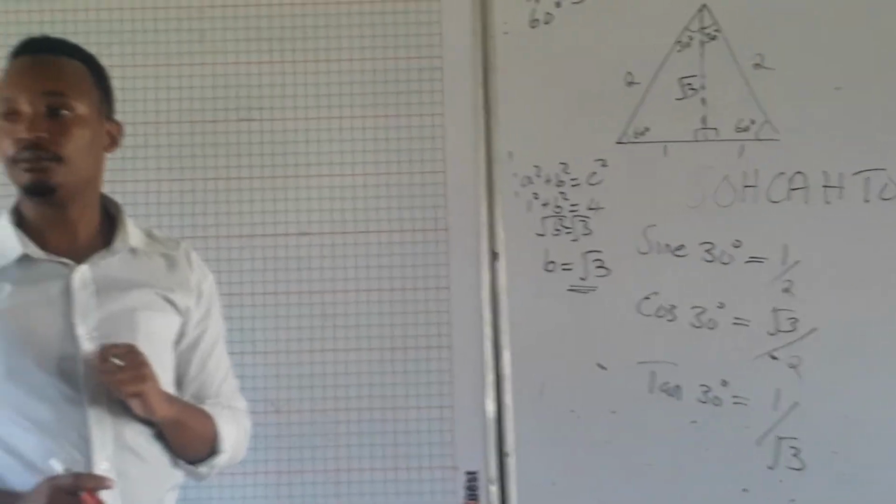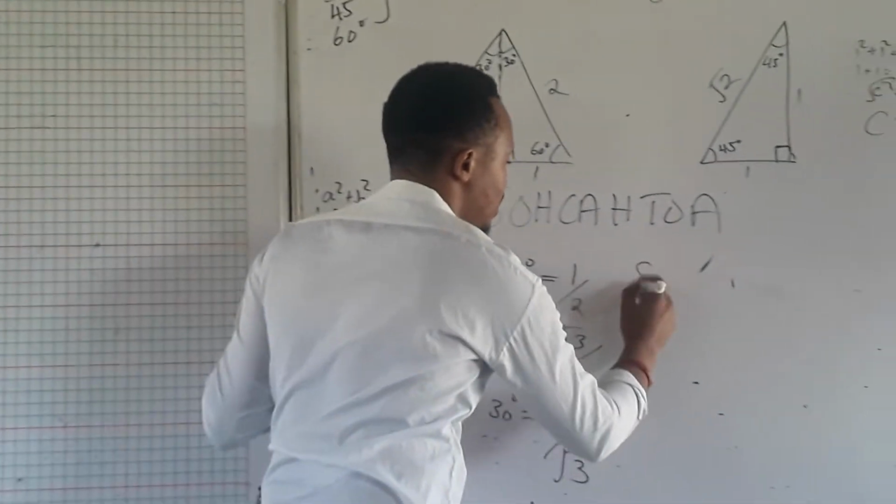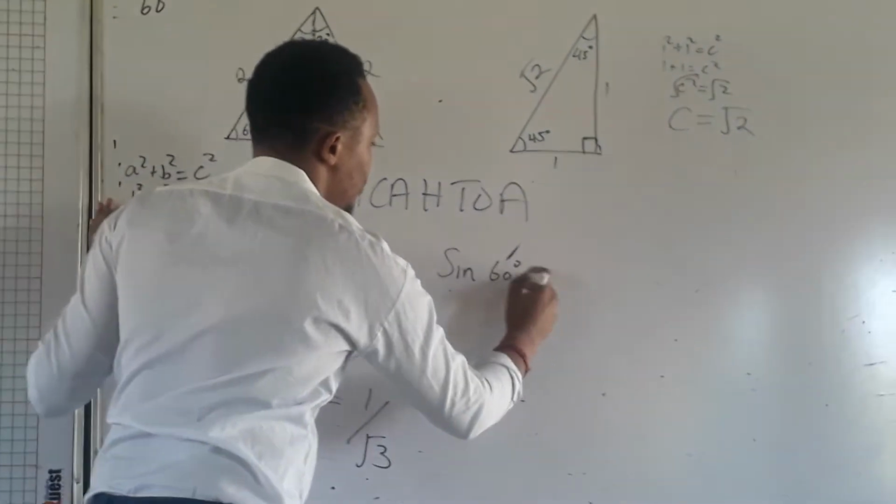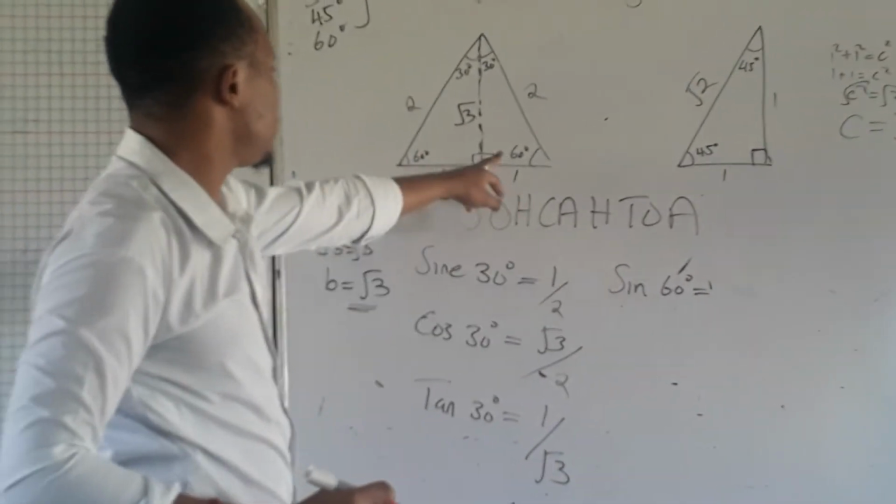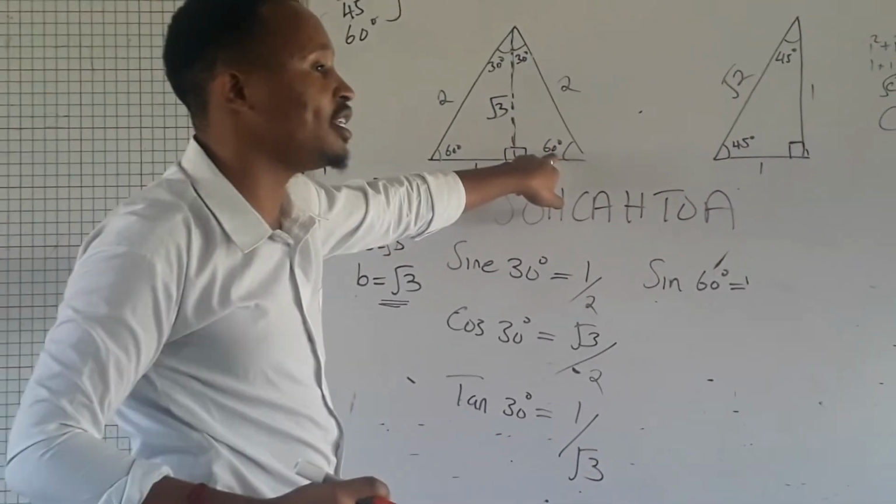Are you together up to there? Yes. Then we could just do sine 60 degrees. Sine 60 degrees is equal to what? Sine 60 degrees is going to be, now you can use either this 60 or this 60.